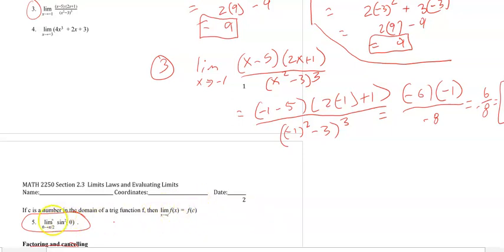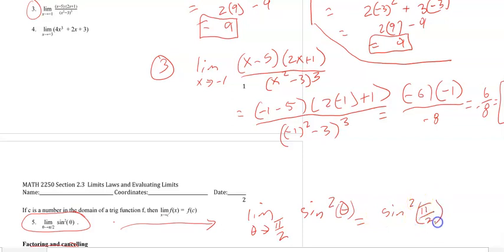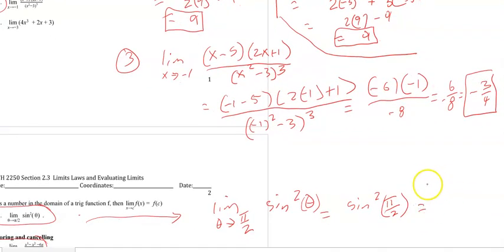So let's look at an example where we have a limit as theta approaches pi over 2 of sine squared theta. What we will do is plug in pi over 2. That's our value for theta, so it's going to be equal to sine squared pi over 2. And we know that the sine of pi over 2, from the unit circle, is equal to 1, so that's 1 squared. That's equal to 1. So that's our final answer.